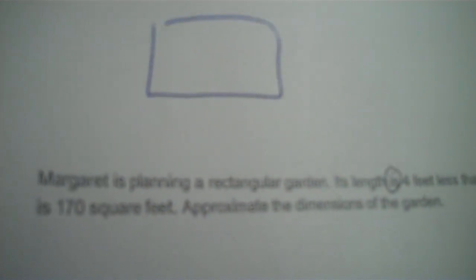Okay, last problem. Margaret is planting a rectangular garden. So we better make a rectangle. Its length is 4 feet less than twice its width. Its area is 170 square feet. Approximate the dimensions of the garden. So the area, I'm not building the border around the outside. I just put length, width, and then the area inside is 170 square feet. There'd be 170 little squares in that.